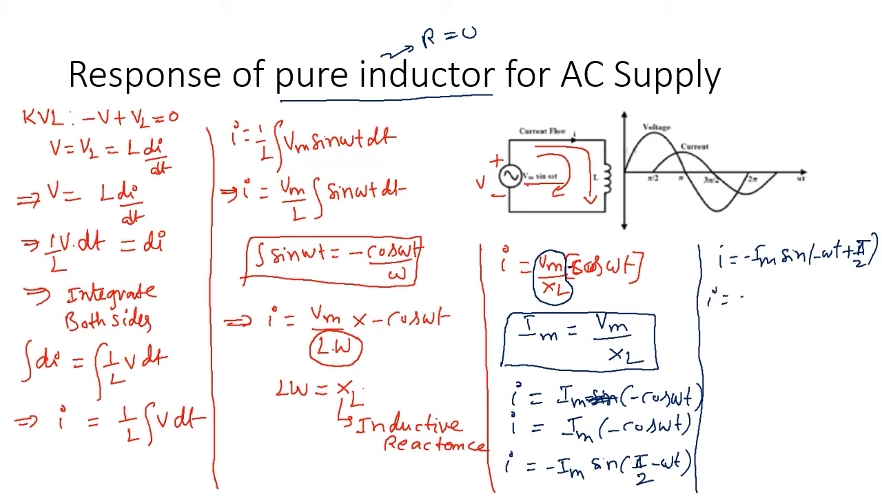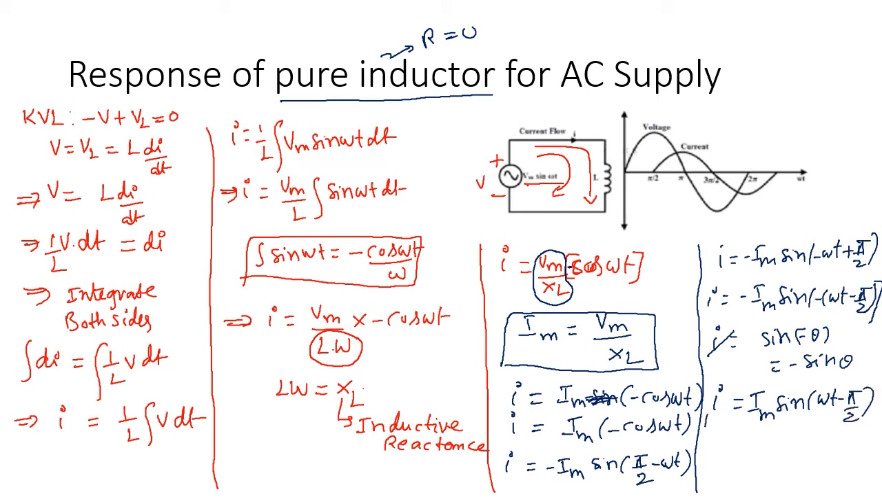So I is equal to minus Im sine. I am going to take the minus common, so omega t minus phi by 2. You see that sine of minus theta is equal to minus sine theta, right? So when you take minus sine theta, the minus and the minus get cancelled. You will get Im into sine of omega t minus phi by 2. So this is the current equation.